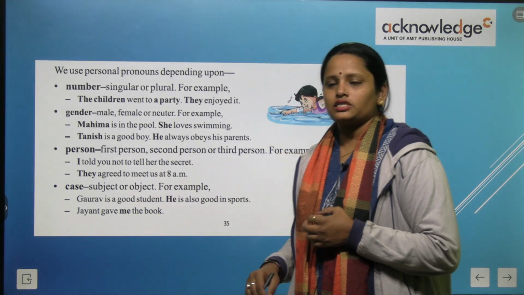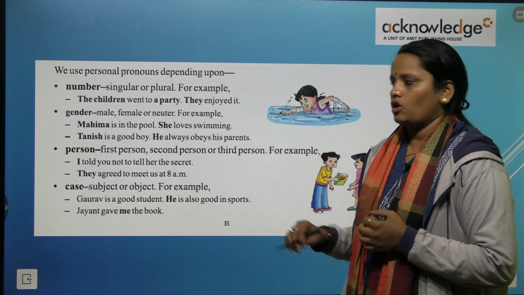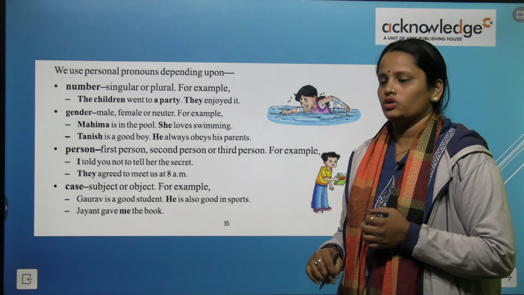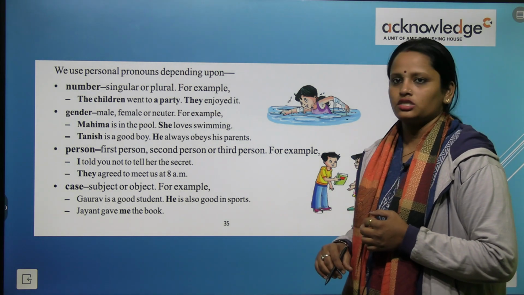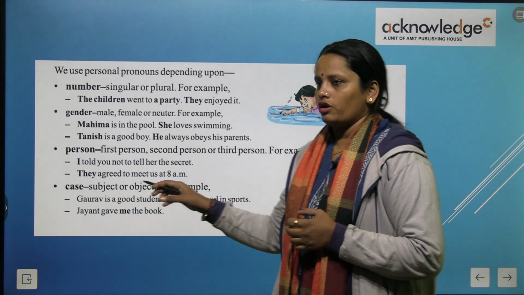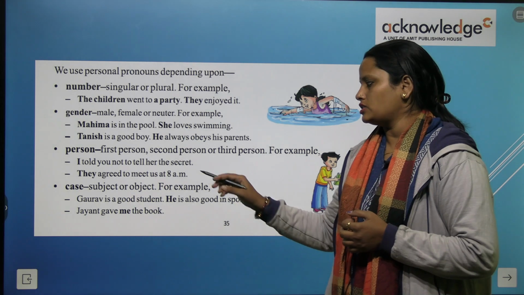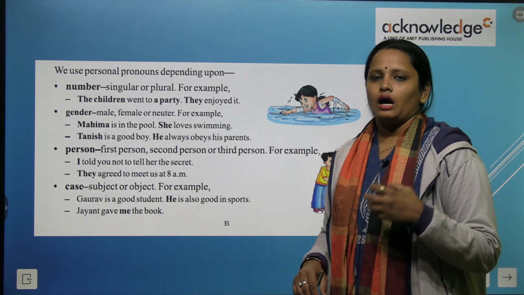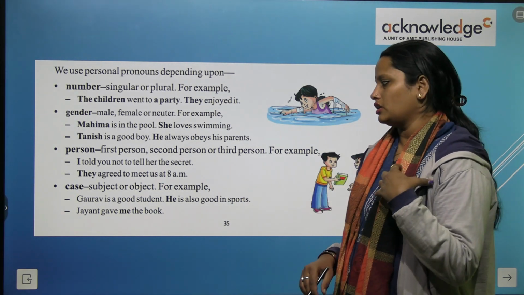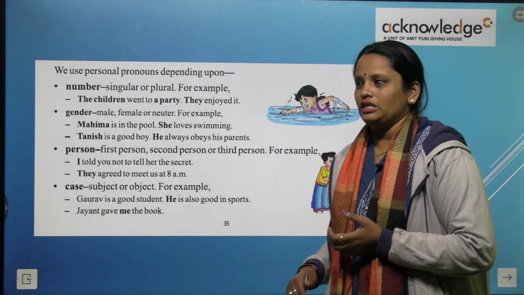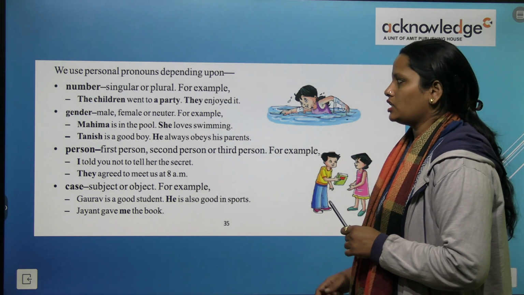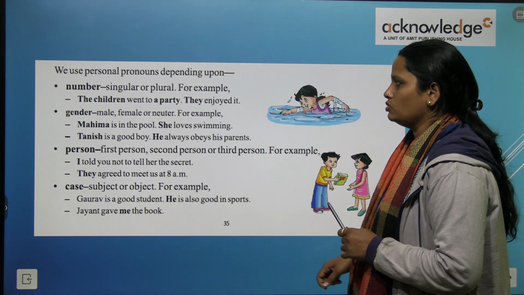Next is case, subject and object. For example, Gaurav is a good student. He is always good in sports. So अब यहाँ पे गौरव की बात हो रही है. गौरव is a boy तो इसके लिए हमने he यूज किया है. Jain gave me the book. अब यहाँ पे me means मैं अपने लिए बात कर रही हूँ. So अपने लिए हमने यहाँ पे me use किया है. So these are some of the pronouns that we have used.